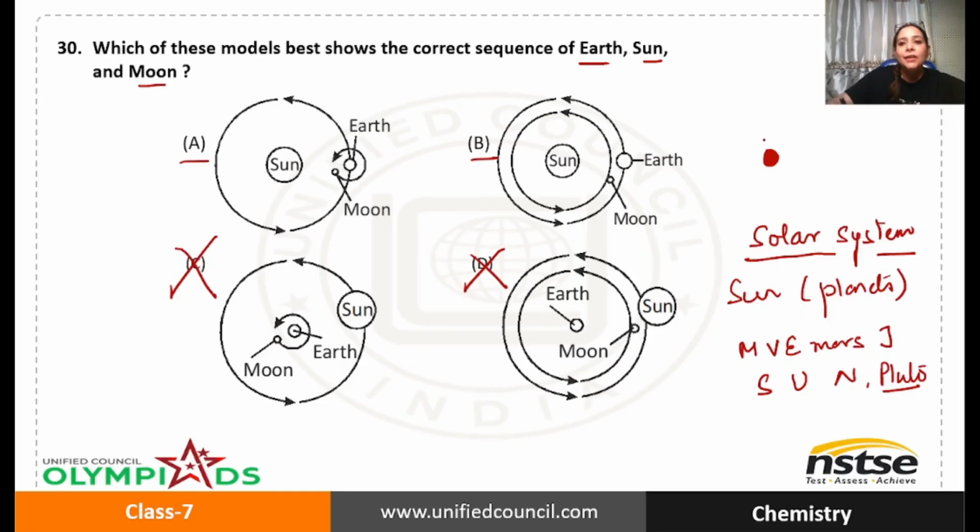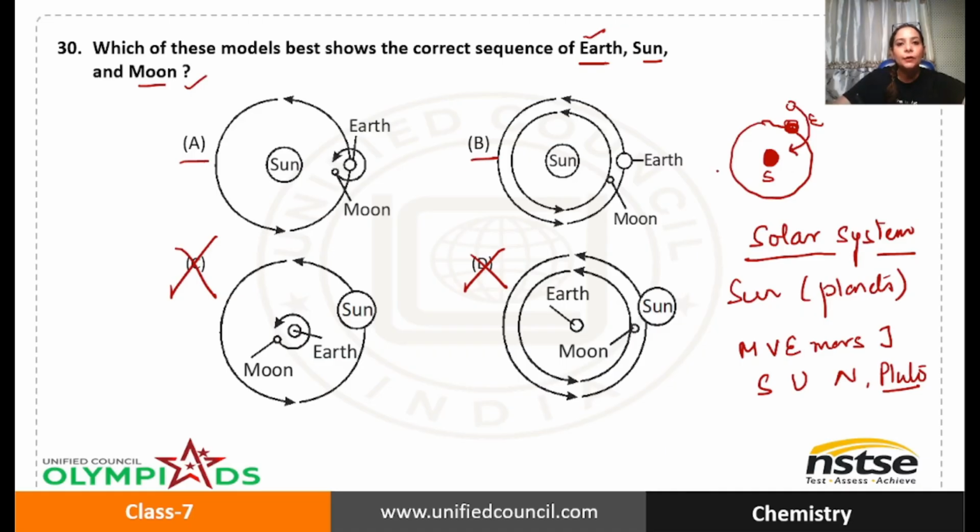We know that planets revolve around the Sun. And second, out of Earth and Moon, we know that Earth is a planet. That means Earth must be orbiting around the Sun. So this is the Sun and this is Earth. Now what is the Moon? Moon is basically a satellite of Earth. It revolves around the Earth. So that means Moon must be revolving around the Earth.